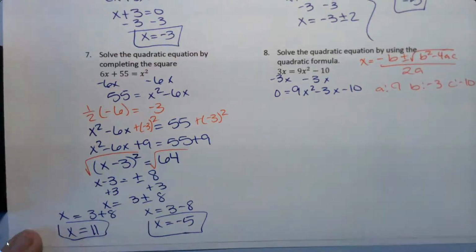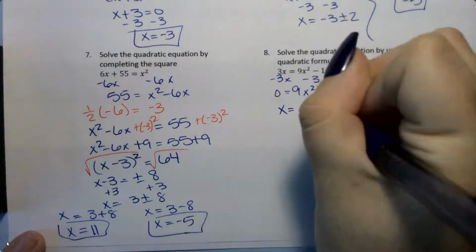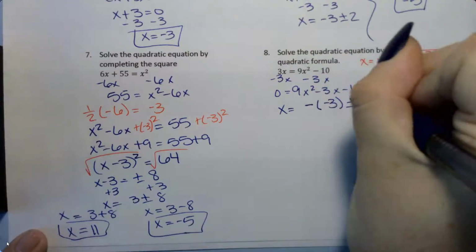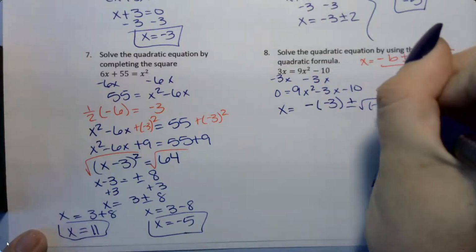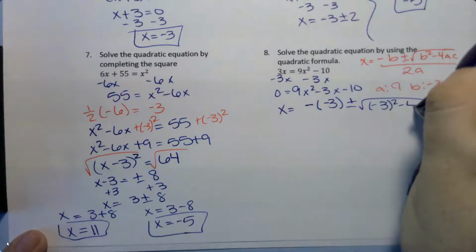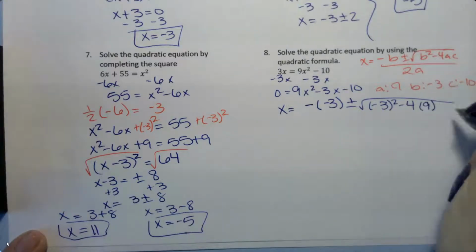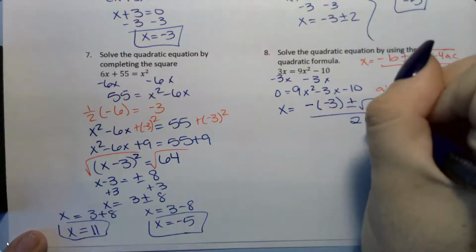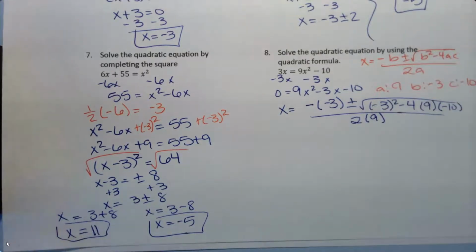So then I want to go ahead and plug into this formula. I'm going to have negative from the formula, negative 3 from the b value, plus or minus the square root of negative 3 squared, minus 4 times my a value of 9 times my c value of negative 10, divided by 2 times my a value of 9. So then I can go ahead and type this into my calculator.